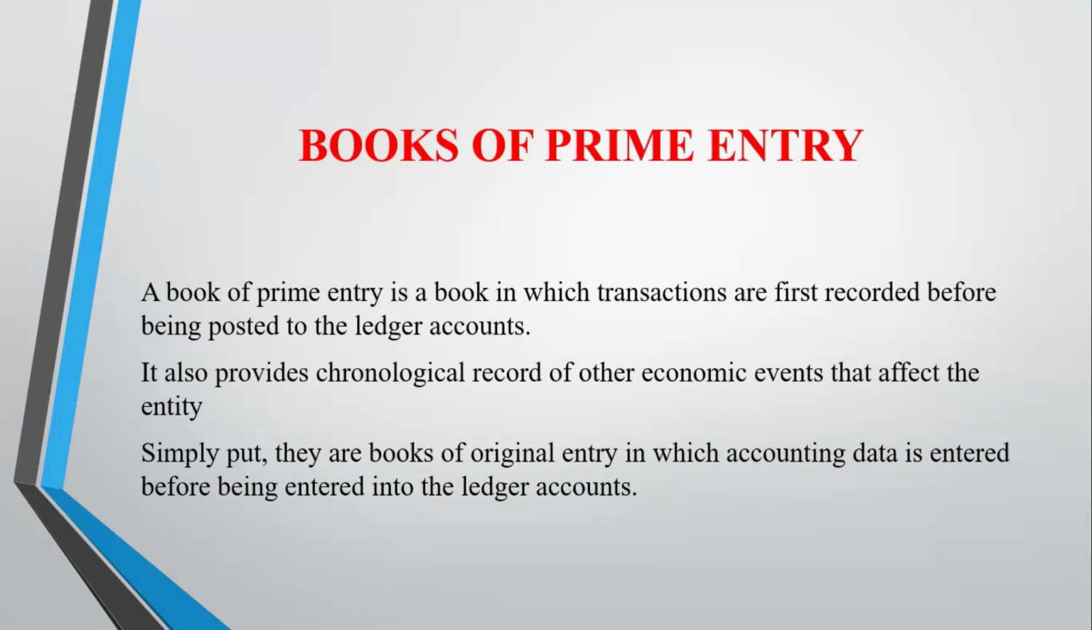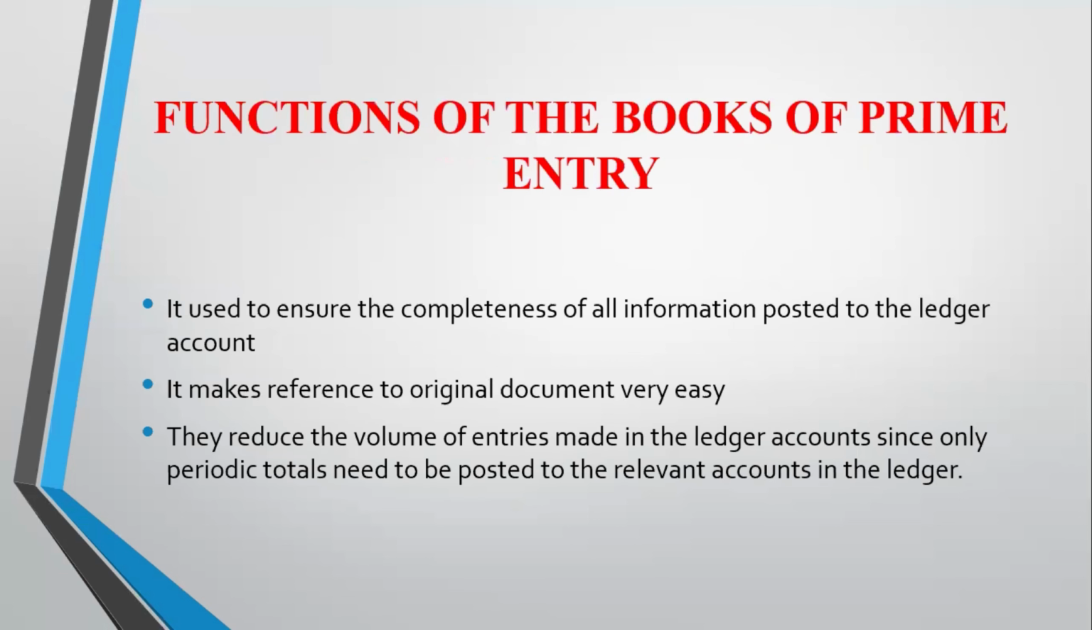So generally, journals are used to record daily transactions on credit. That is what we use the journal for. So simply put, they are books of original entry in which accounting data is entered before it is entered into the ledger account. That is the meaning of journals or books of prime entry or books of original entry or day books.